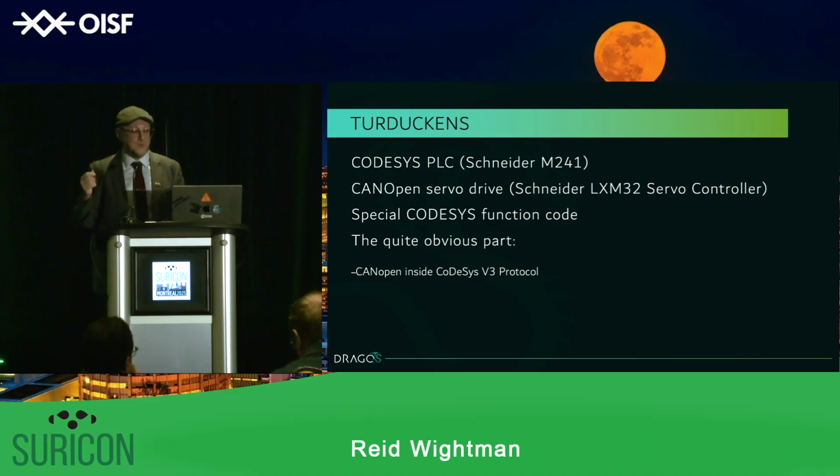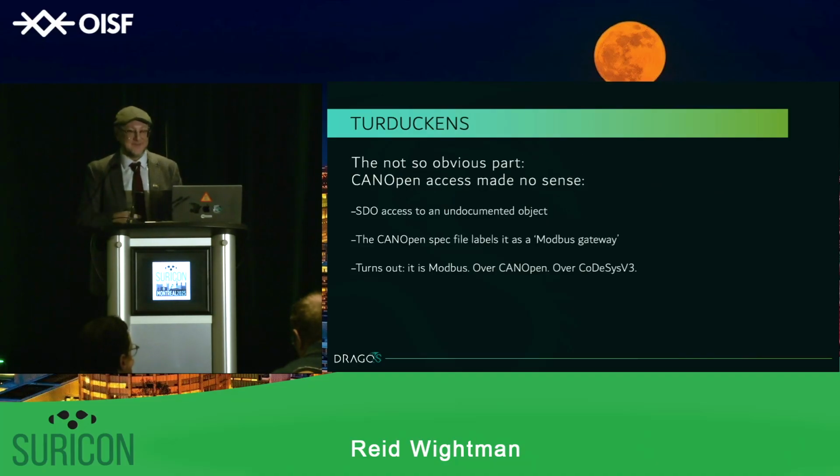But something really weird happened when I was doing this research, and it was the data object that the engineering workstation accessed for some of the fine tuning parameters on that servo drive. They used an undocumented CANopen object. So they actually publish a CANopen guide that says, here's how to do all the stuff. But this tuning parameter was not in there. And for this tuning parameter, I found an internal document that said it was a Modbus gateway.